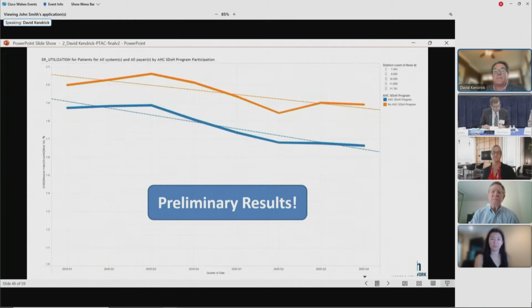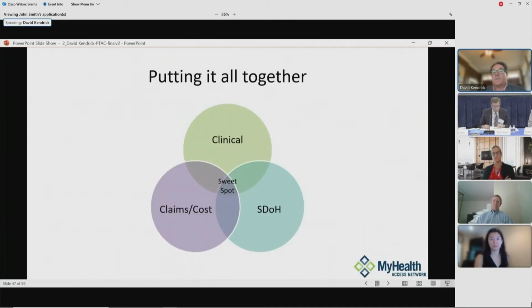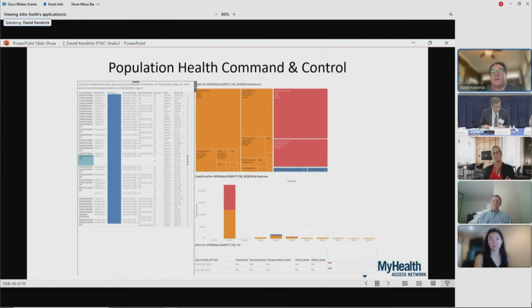And utilization of emergency rooms among the practices who participated in the social determinants of health screening as well as CPC Plus. So the sweet spot is putting all of these together. You can see the three on the left, the daily visits of my patients. On the upper right, the total cost of care. The middle on the right is the trend of cost spend, and the lower right is the trend of this patient's social determinants of health needs, social needs.